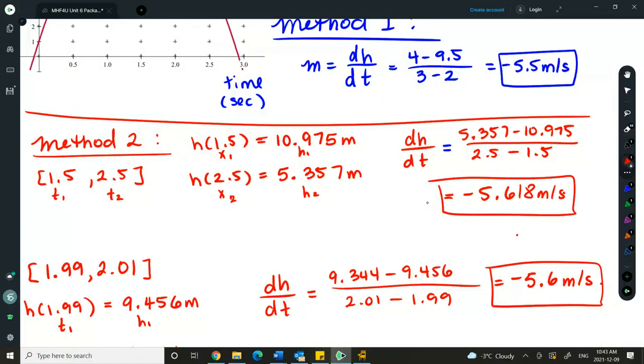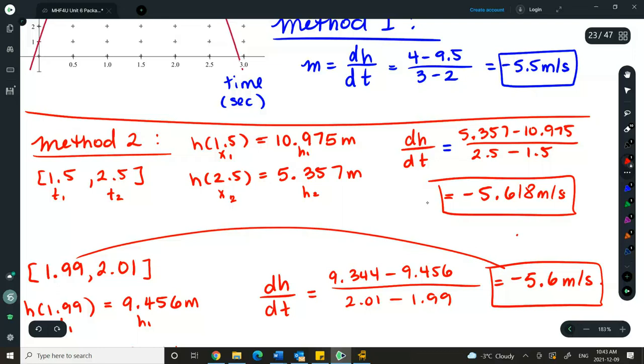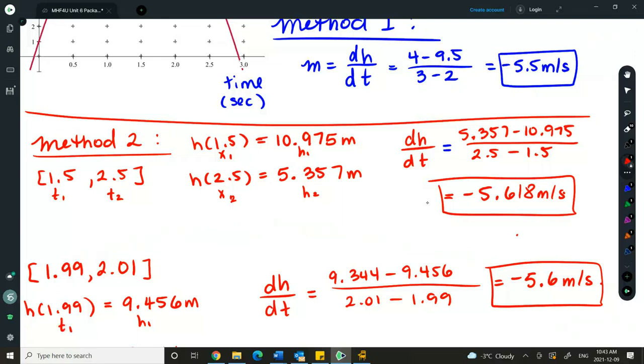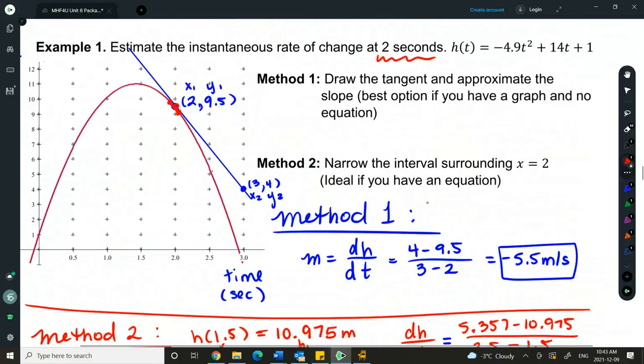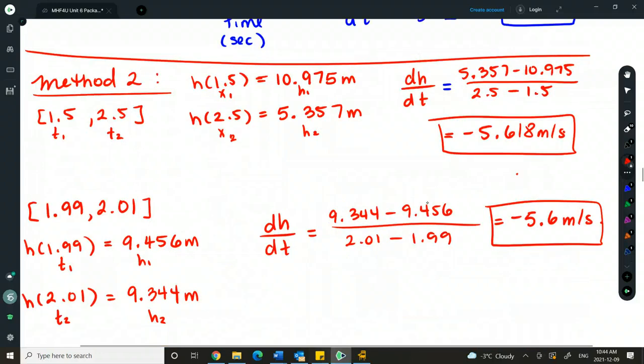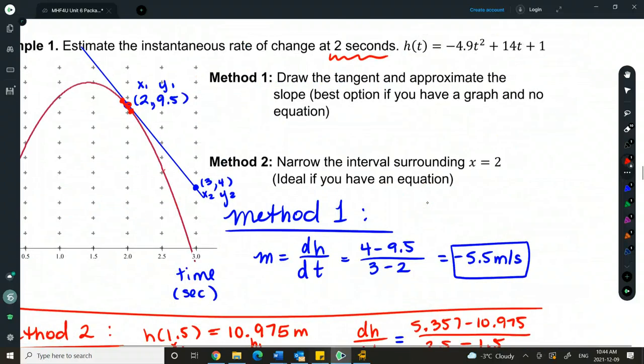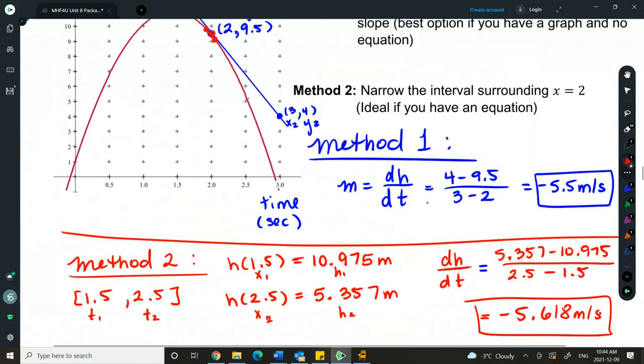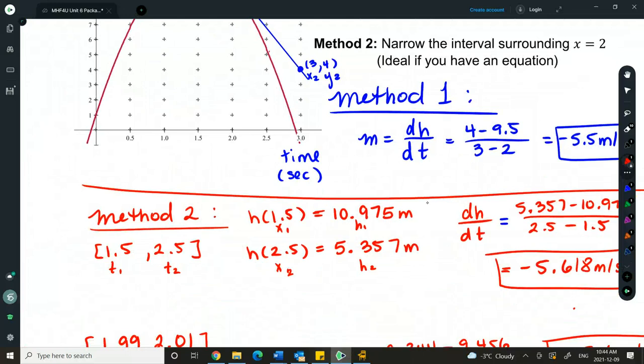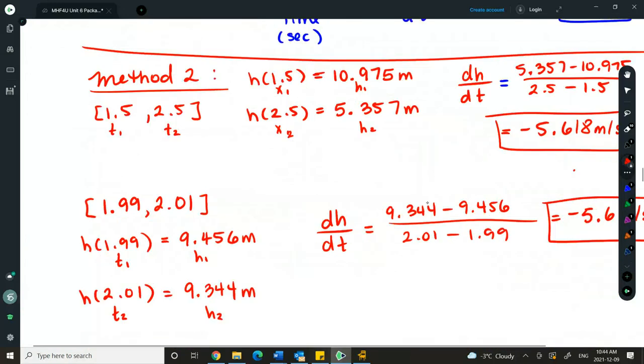But yeah, so as we make the interval smaller when we do actual calculations, the closer our estimate will be to the actual slope of the real tangent line. Of course, our tangent line that we drew might not be the actual, real, perfect tangent line because we're estimating approximately where to put that, right? So this method is always better than this method, but sometimes we don't have an equation. So if we only have a graph, we can estimate with the graph. If we only have an equation, we can do this method. Or if we have both, we could estimate both ways.